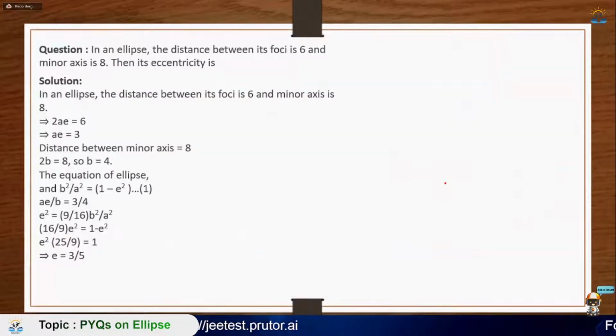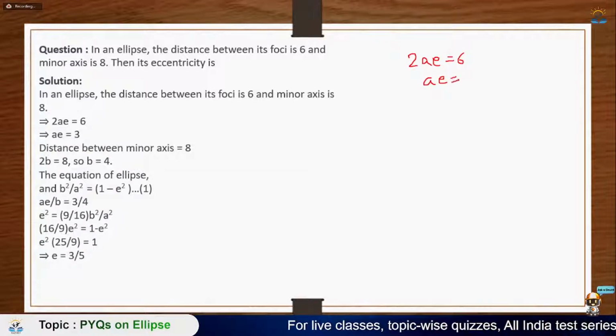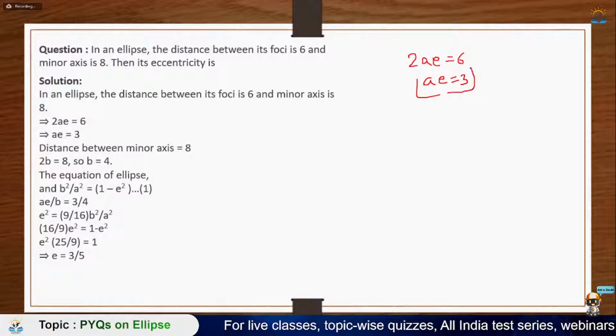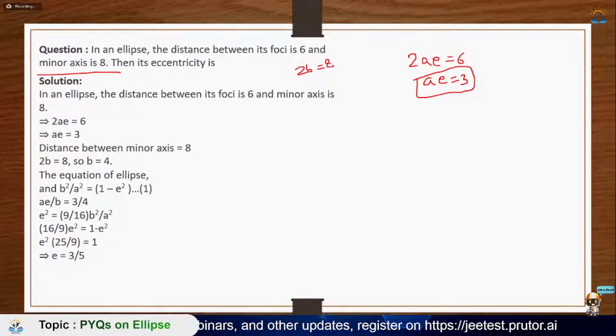Moving ahead. In an ellipse, the distance between the foci is 6. And अभी बताया था कि distance between two foci is given by 2 times AE. And 2AE is given out to be equal to 6. So from here, you can simply write AE is equal to 3. And the minor axis is 8. मतलब जो मेरे को b की वैल्यू दी है, they are saying 2b is equal to 8, so b is equal to 4. Okay, so AE is equal to 3 and b is equal to 4.